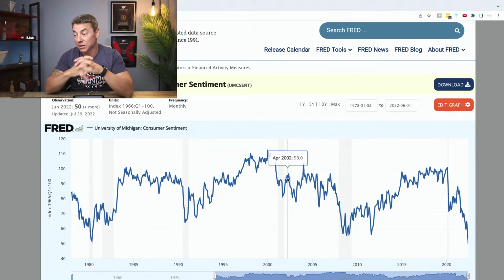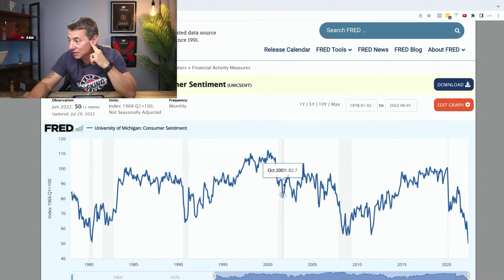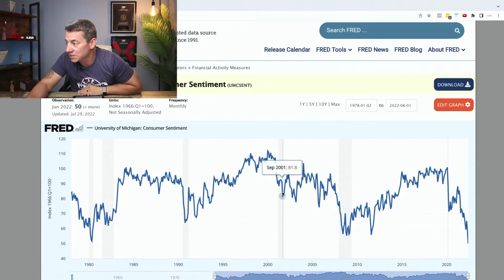Okay, so 2001. The other thing that we had, you can see right here, September 2001, we got 81%, a huge drop, due to September 11th, 2001. So we saw that happen and a massive drop. Okay, then we had 2008 to 2009.